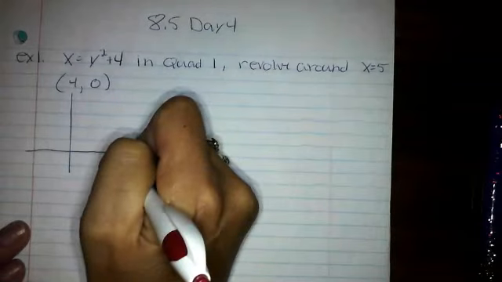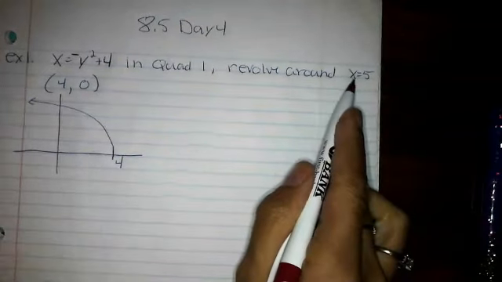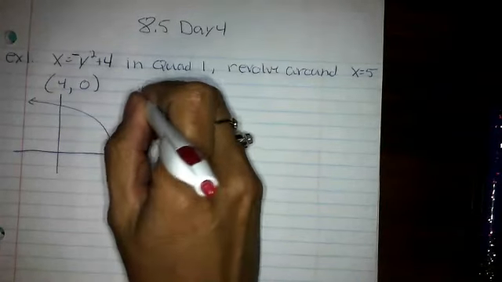And then it opens, I'm going to make this negative, because that's the only way it's going to be bounded. I want it to open this way. And I could draw the other half, but I don't need it. I only want the part in quadrant 1. And we're going to revolve around the vertical line, x equals 5. So that's going to be 1 here. So we're going to revolve around this.